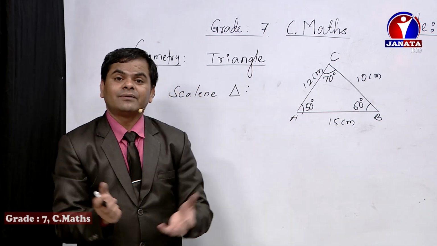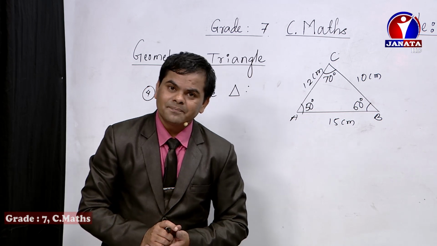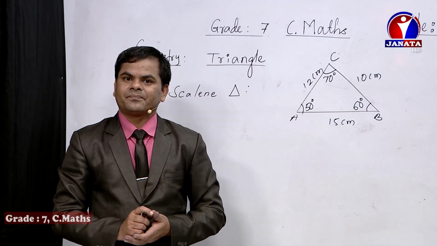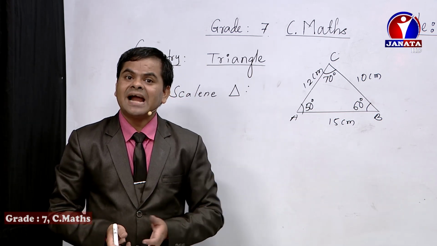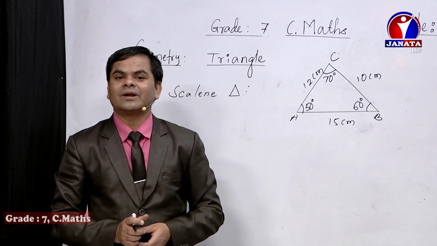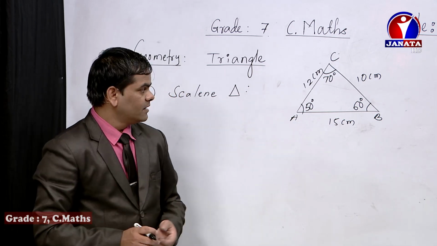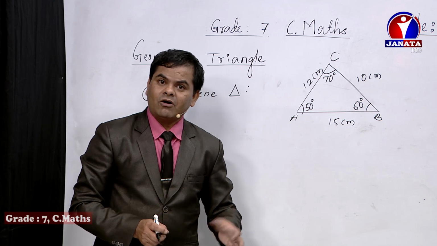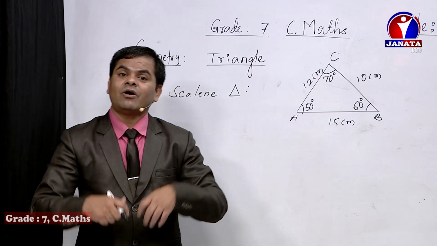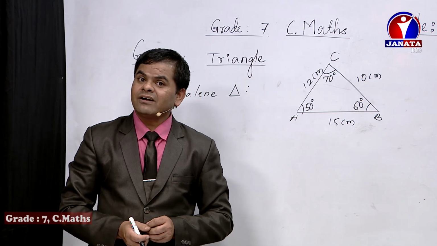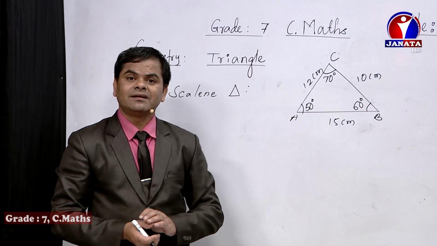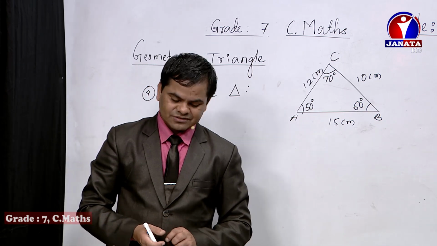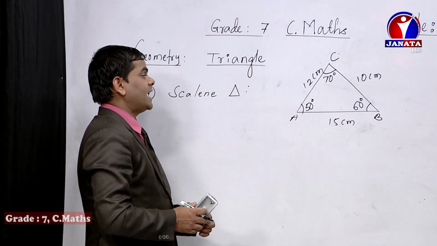So how can we define this one? A triangle having unequal sides and unequal angles is known as a scalene triangle. A triangle having unequal sides as well as unequal angles contained in that triangle is known as a scalene triangle. So these are the 4 types of triangle.